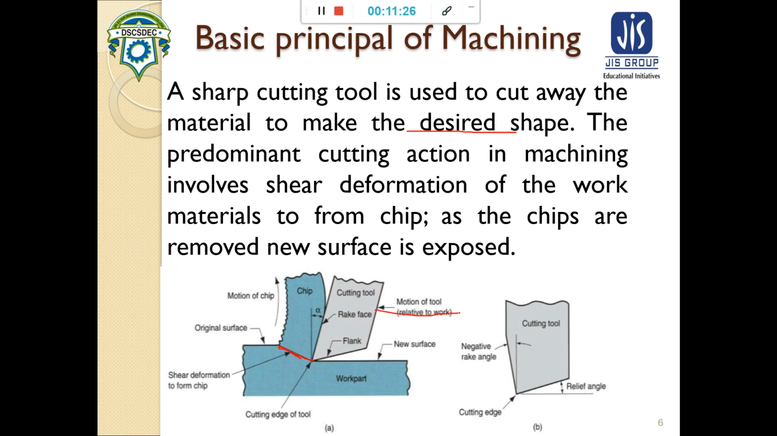This is the motion of the tool relative to the work, and this is known as the cutting tool, this is known as the chip, and this is the workpiece or work part.